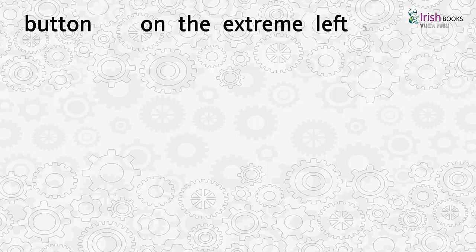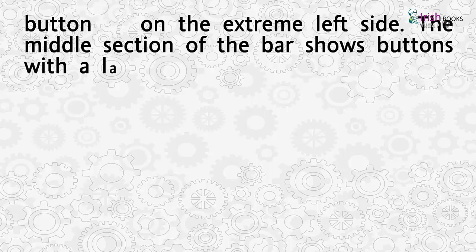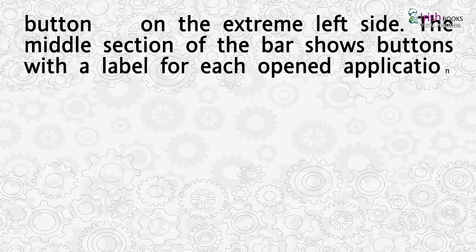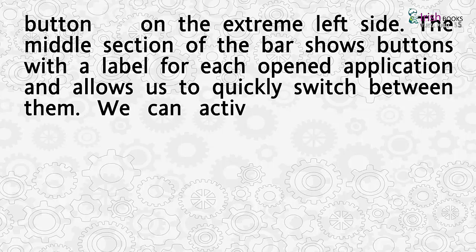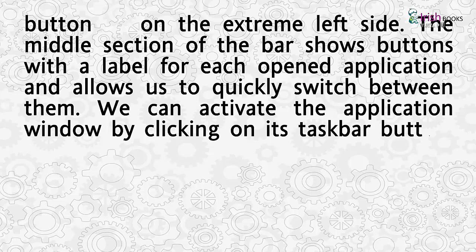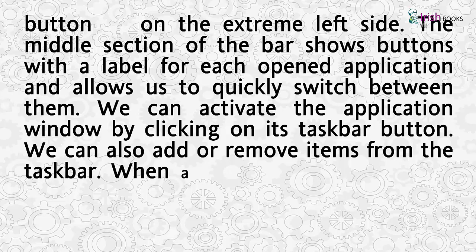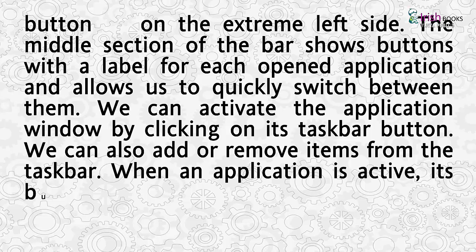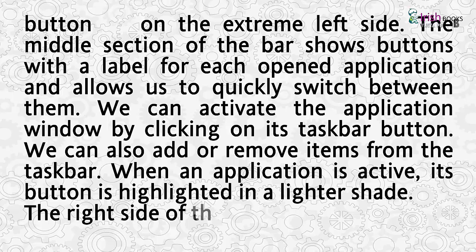The middle section of the bar shows buttons with a label for each opened application and allows us to quickly switch between them. We can activate the application window by clicking on its taskbar button. We can also add or remove items from the taskbar. When an application is active, its button is highlighted in a lighter shade.